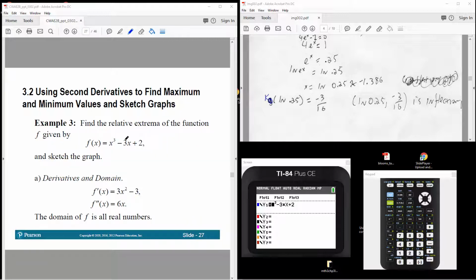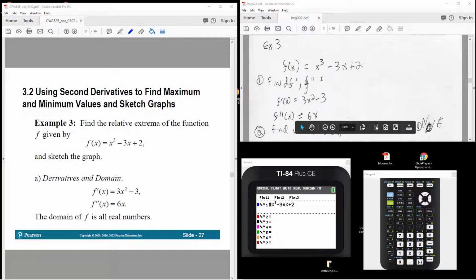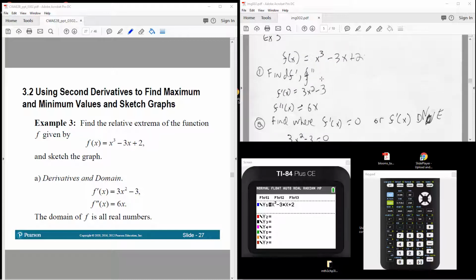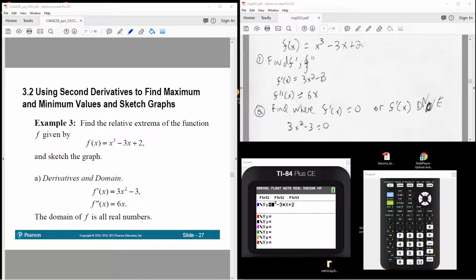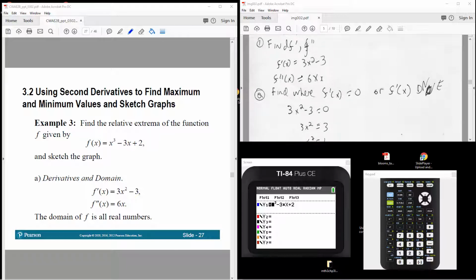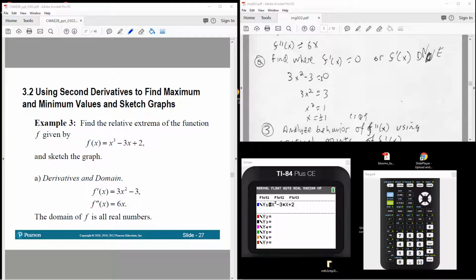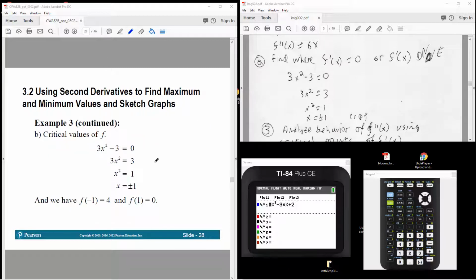Now this one here asks us to find the relative extrema for the function. So I find my first and second derivative, and I set my first derivative equal to 0 and find the critical points for it. And the critical points are plus or minus 1.